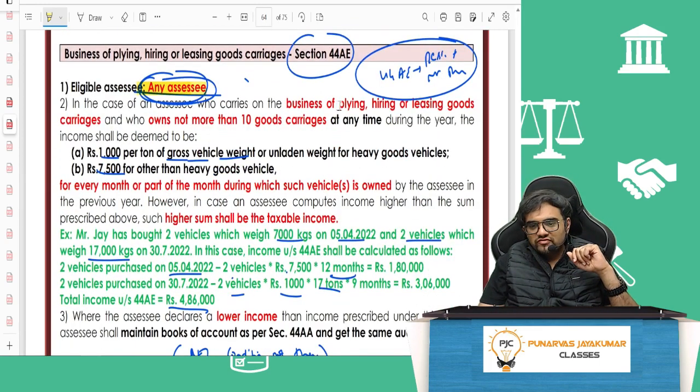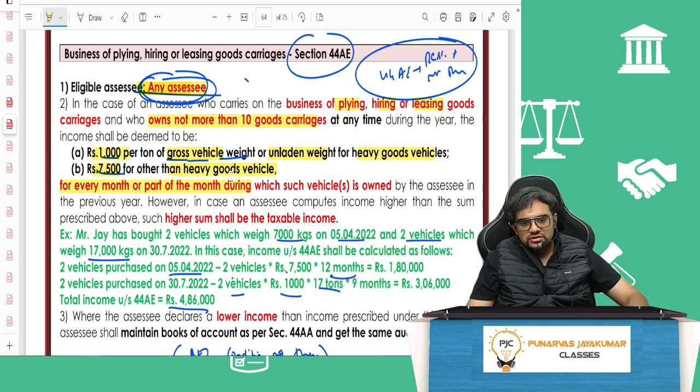Here it is the business of plying, hiring, leasing goods, owning not more than 10 goods carriages. Sir, I own 8 goods carriages, but I have taken 3 on hire purchase. Even if I have taken 3 on hire purchase, it will be called deemed to be owning. So in this 44AE, it is not based on the income that you have earned actually. It is based on the gross vehicle or unladen weight of the vehicle. So 1000 per ton of the gross vehicle weight or unladen weight for heavy goods vehicle, 7500 for other than heavy goods vehicle should be taken into account.